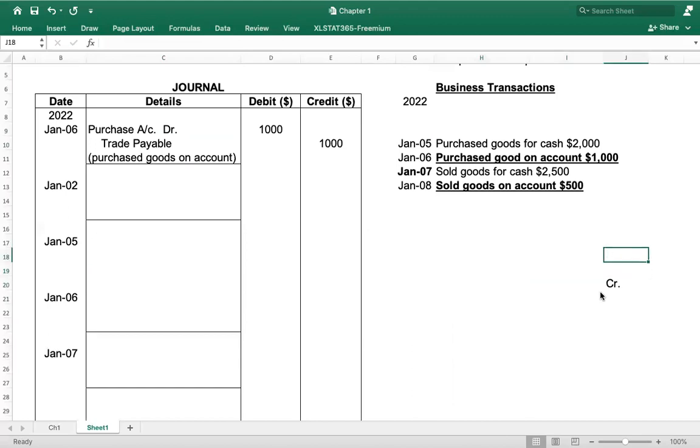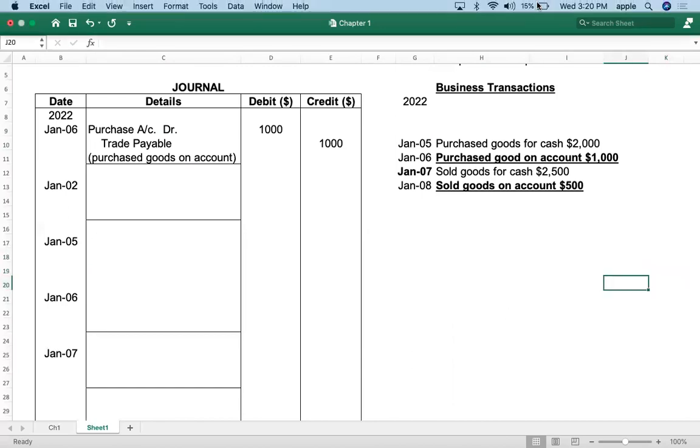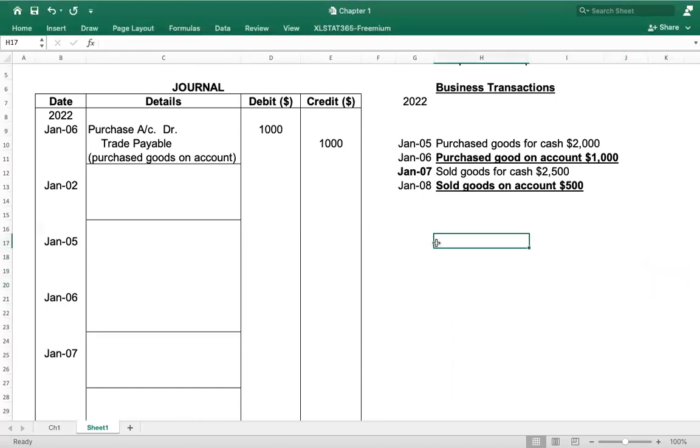The Jan 8th transaction. Read out. What is the Jan 8th transaction? Sold goods on account $500. Now tell me which items are affected. Goods and, sorry, sales. Goods and revenue. No. On account. Goods is revenue only.